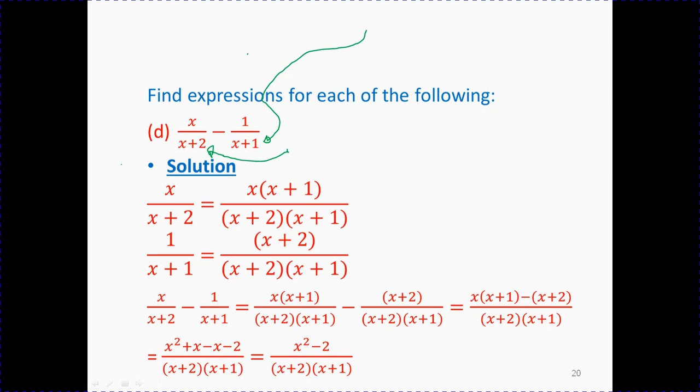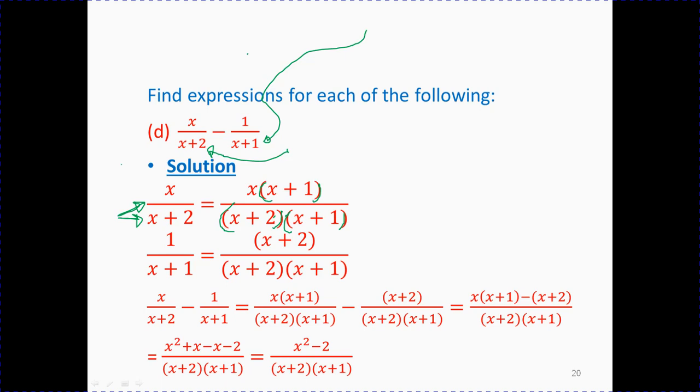So for this problem, when you have x over x plus 2, just multiply x plus 2 by x plus 1. As you see, x plus 2 has been multiplied by x plus 1. And also, the numerator should be multiplied by x plus 1. Now multiply, it will be x times x plus 1 divided by x plus 2 times x plus 1.